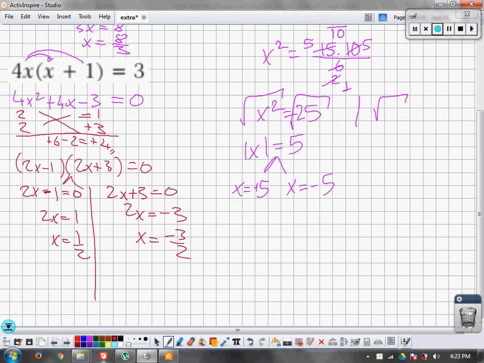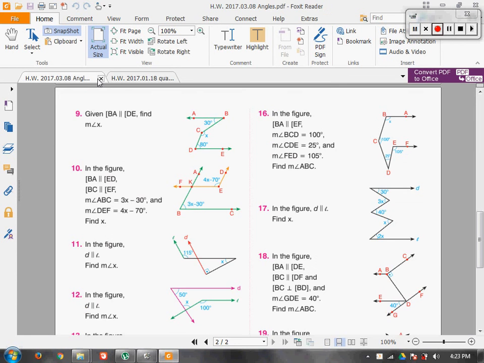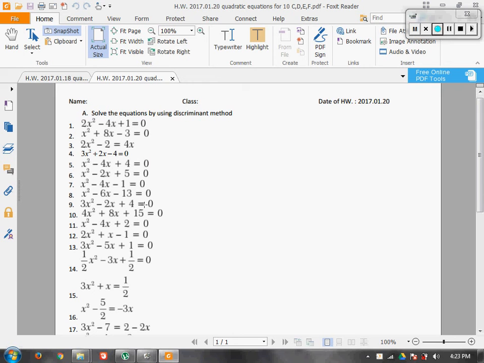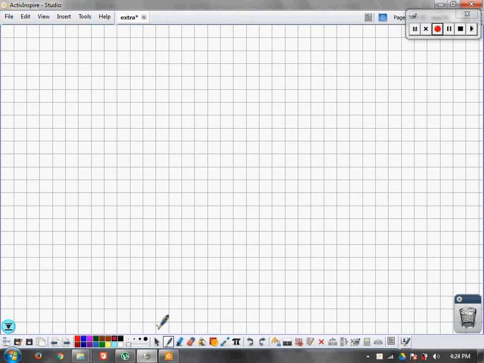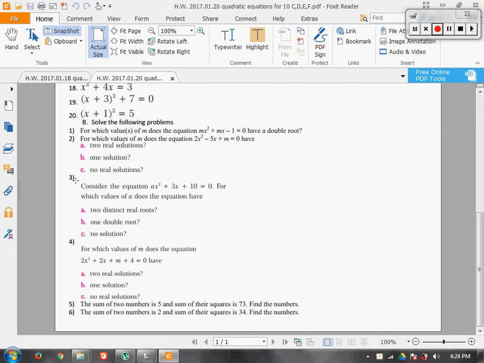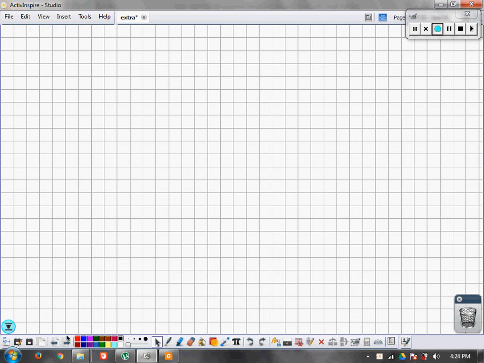Now let's go to the second one and the next page. So let's close this and open the 10th grade homework in my documents, and the second one. Here I want you to use the discriminant method. Let's choose something. I think this one looks good. After that, let's prepare each question, then solve it. We have another type of questions which is like this. Let's put it to the next page.